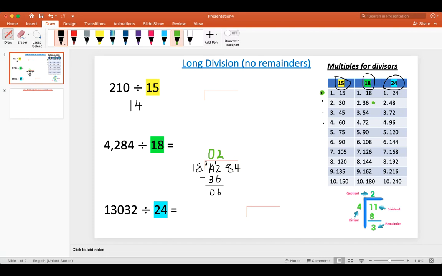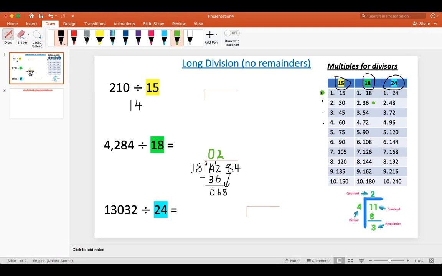Let's go back to that key question again. How many groups of 18 can I make from 6 now? Well, can't do it. So I'm going to go to this next digit. So we've used these digits. I'm now going to use this one. I'm going to slide it down next to the 6. And it's now going to become 68.